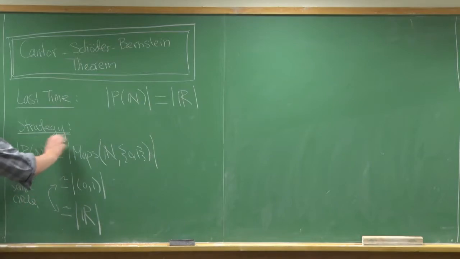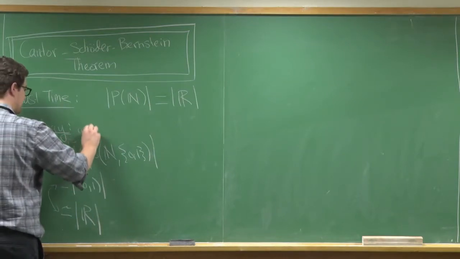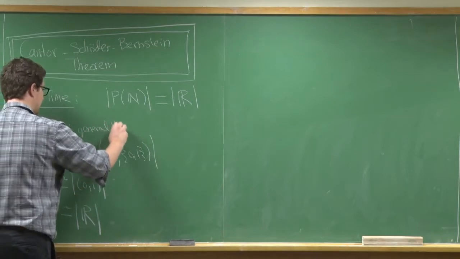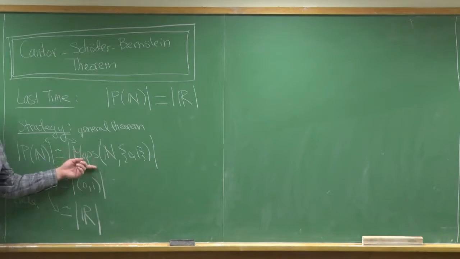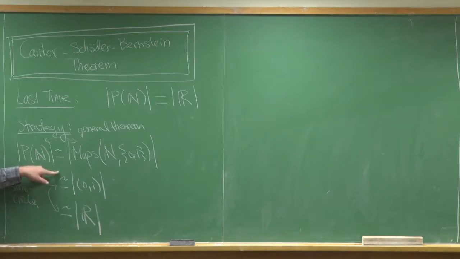Okay, this was a general theorem. So these two things were, this is a general fact. And it said that subsets correspond to characteristic functions. That's how we got this one. And then from here to here, there was a little bit of a cheat, and I said that there was an exercise at the end.